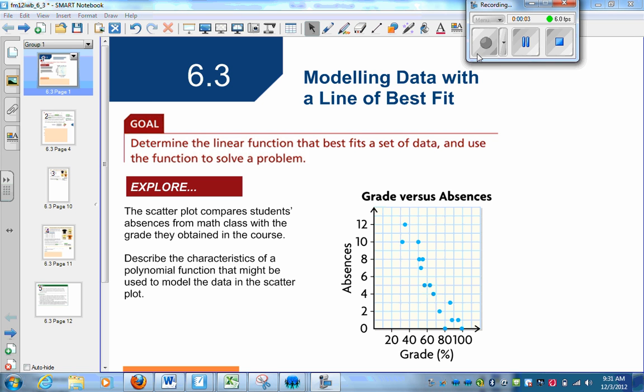Section 6.3, modeling data with a line of best fit. What we're going to do is determine the linear function that best fits a set of data and use the function to solve problems.